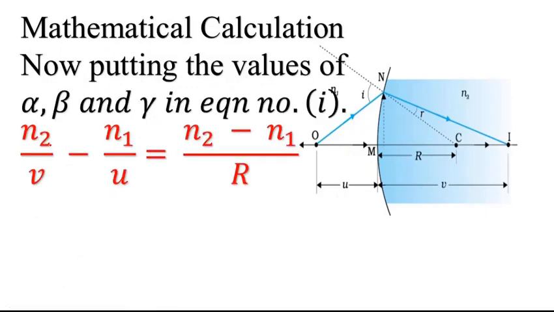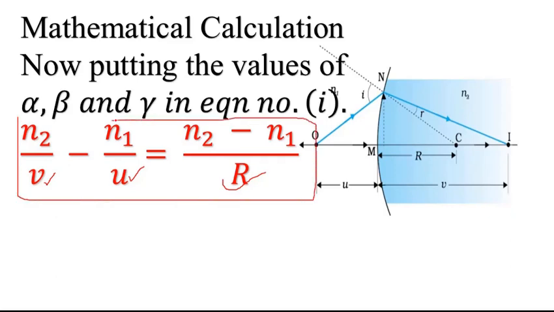between refractive index of the medium and image distance. This is the object distance and this is the radius of curvature. So this is the exact relation due to the refraction of light through the spherical surface. N2 by V, N2 is the refractive index of the second medium when light travels from N1 to N2, and N1 is the first medium, and R is the radius of the curvature, and V is the image distance, and U is the object distance.